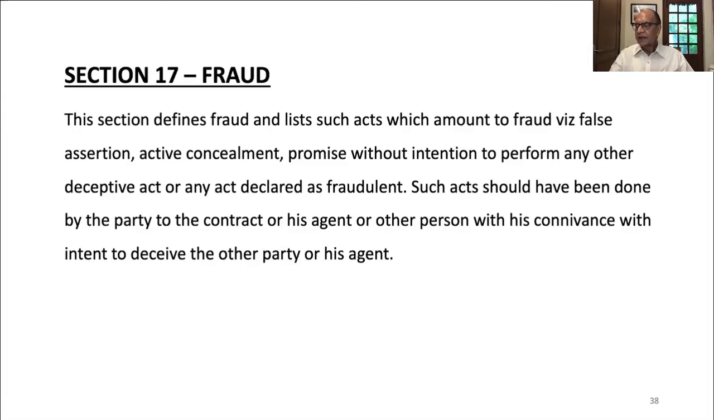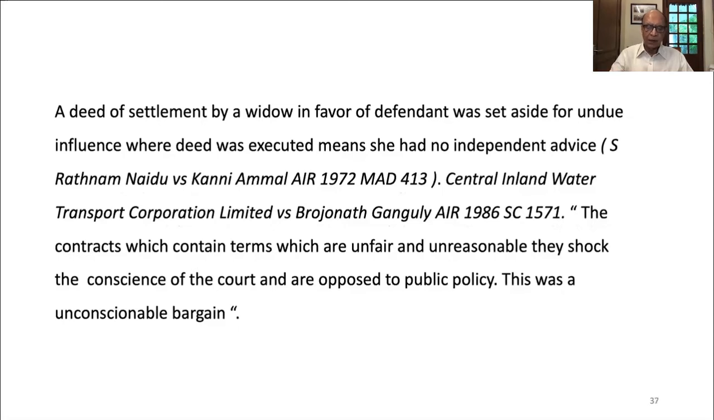Let's move on to Section 17, which is a section which deals with fraud. Now, this section defines fraud and lists such act or acts which amount to fraud. For example, false assertion, active concealment, promise without intention to perform, any other deceptive act, or any act declared as fraudulent. Now, such acts should have been done by the party to the contract, or his agent, or other person with his connivance, but the intent should be to deceive the other party or his agent. So therefore, we are seeing this. One is intention and other is the word deceive. Intent to deceive is the key to understanding the word fraud.